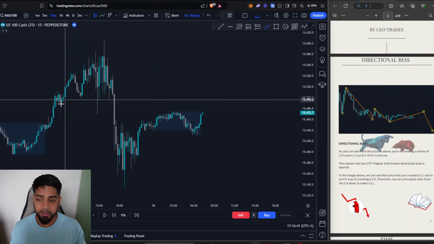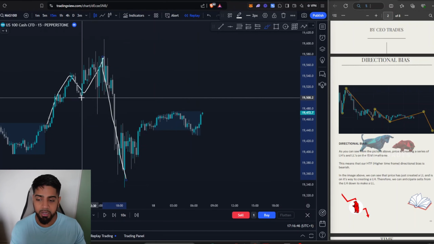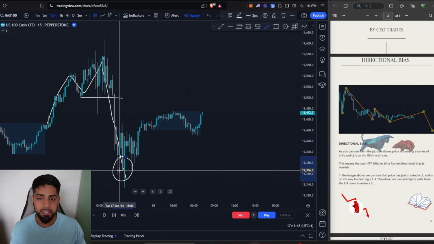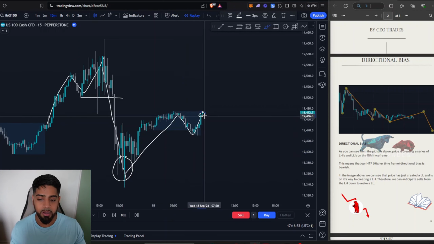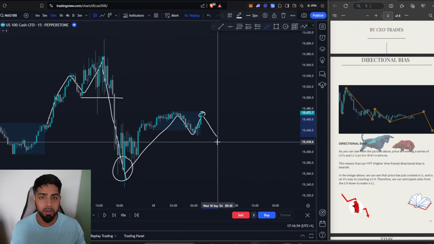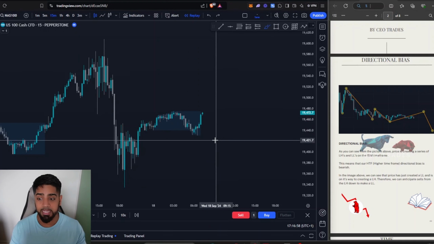And the reason for that is because price was creating bullish market structure until we had this market structure shift where price then put in this lower low. Then we had this lower high, lower low, lower high, and now we're anticipating a lower low. Therefore, our directional bias is bearish, and what we're looking for is sells.